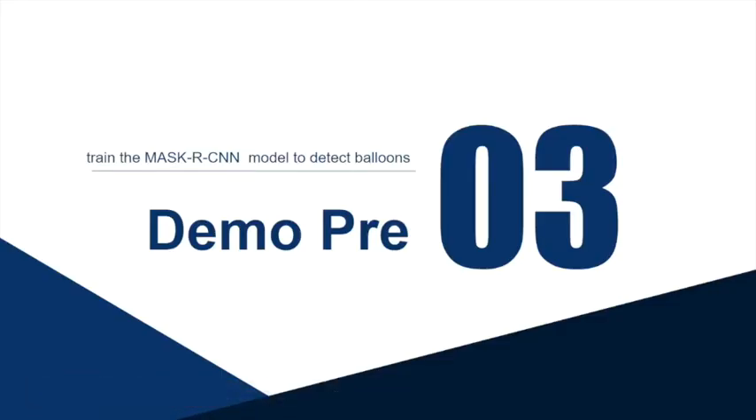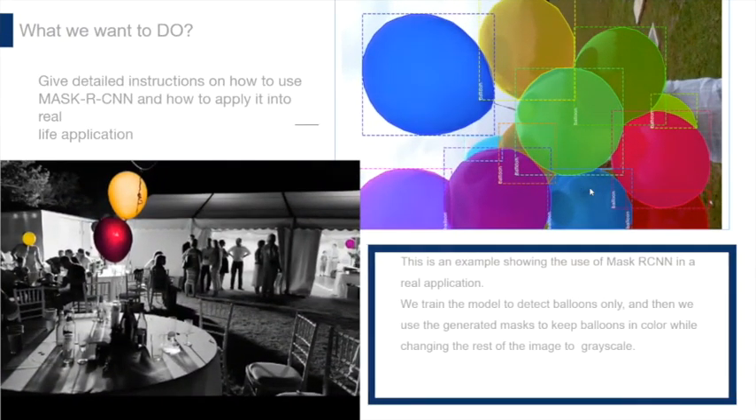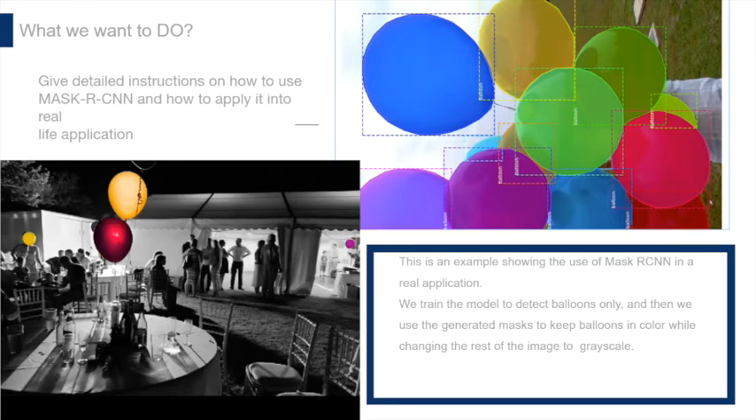The third part is a demo presentation. I will show you how to train the Mask R-CNN model step by step for a new real-life application to detect balloons. So, what do we want to do? We want to give detailed instructions on how to use Mask R-CNN and how to apply it to a real-life application. We train the model to detect balloons only, as you can see in the top right picture. And then we use the generated mask to keep the balloons in color while changing the rest of the image to grayscale.